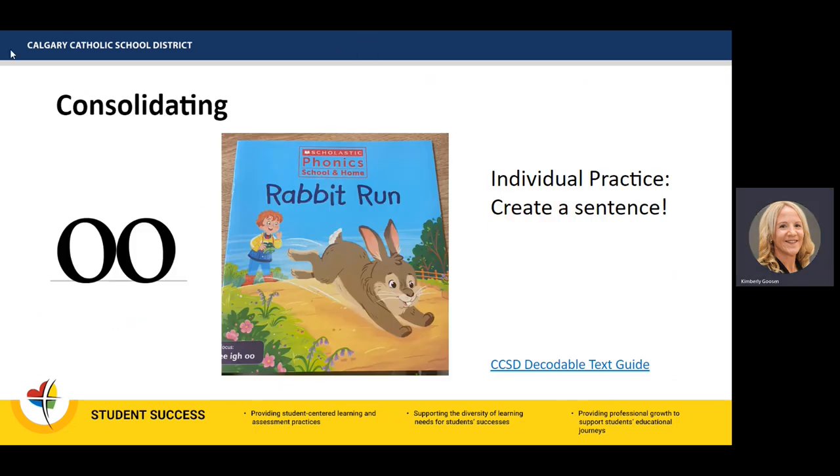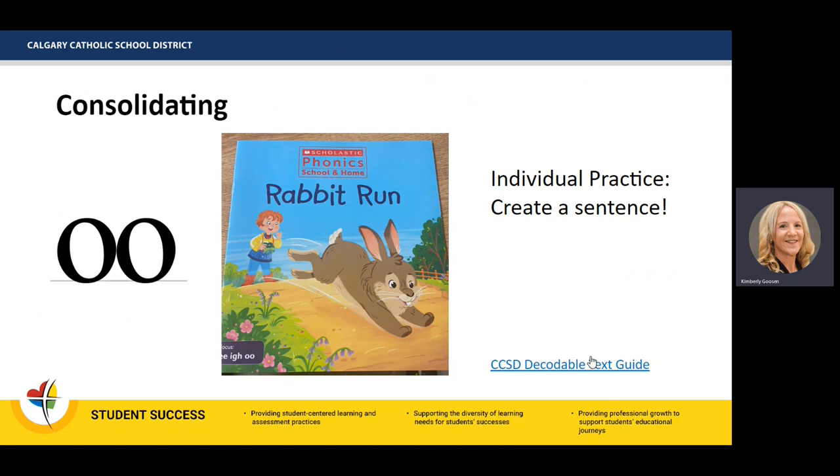The last piece is that consolidating piece. So this is where you're going to make sure your students really understand that GPC. So you will look at some decodable text. So for example, this is a Scholastic Phonics School and Home from your book set. And you could practice that with the kiddos and make sure that they recognize and see that GPC in a text. You could also create a sentence for them to write out using, again, only the skills that they have already learned.